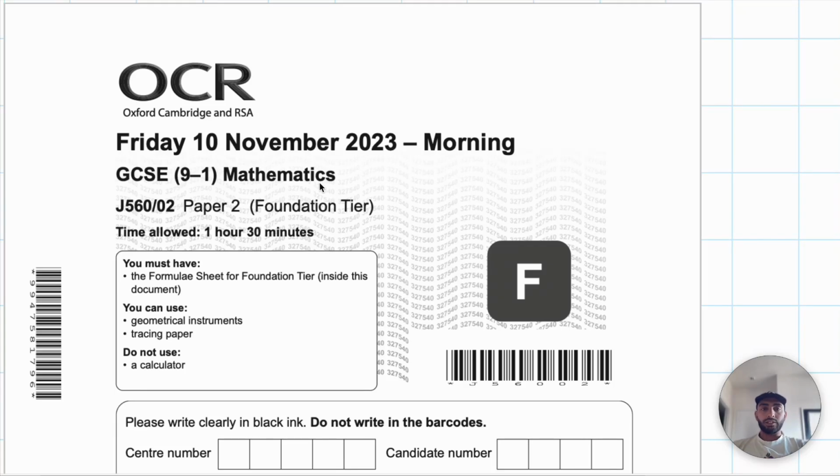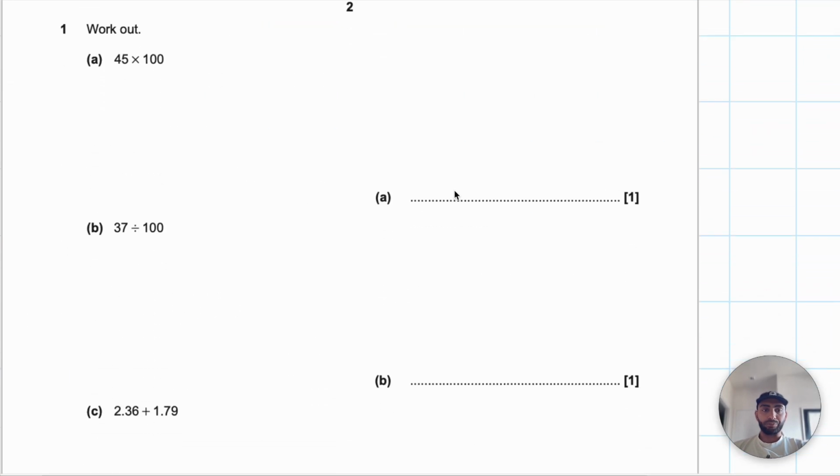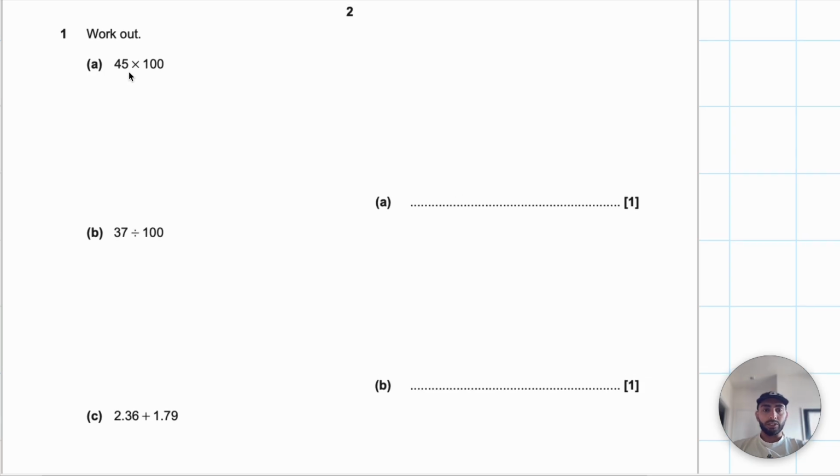It's the OCR GCSE Maths Foundation Non-Calculator Paper 2 from November 2023. Let's get straight into it. Question 1. Multiply 45 times 100. So 45 times 1 is 45, and we need 2 more zeros.